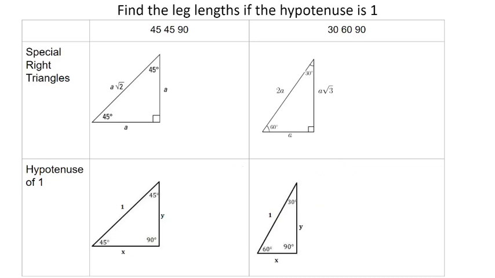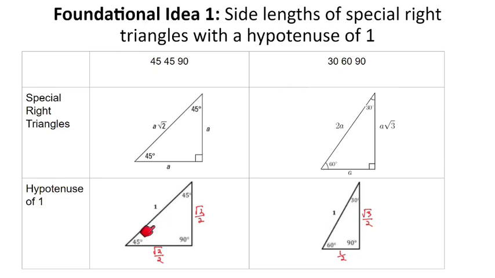I summarize this on our next slide. So these are relationships that we need to know. For a 45-45-90, we know that the legs will have a length of root 2 over 2 if the hypotenuse has a length of 1. And in a 30-60-90, we know that our short leg will be 1/2 and our long leg will be root 3 over 2 if the hypotenuse is 1.